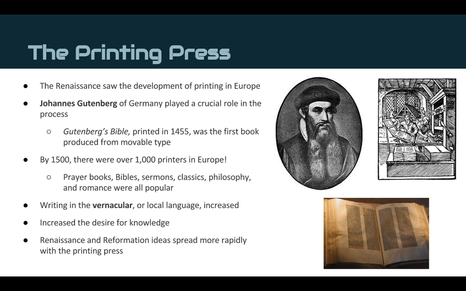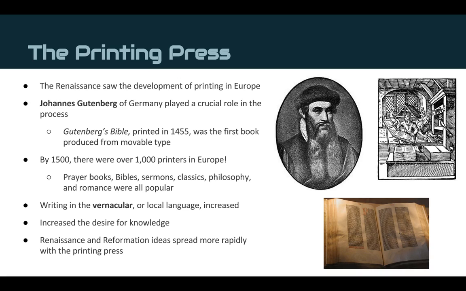Now, these ideas spread rapidly in Europe because of the invention of something that we take for granted nowadays, the printing press. The Renaissance sees the development of printing with movable type in Europe. So basically, each letter you could change out in a machine and you could print more quickly. Instead of carving an entire plate, which you then printed on paper, this guy Johann Gutenberg plays a crucial role in developing a movable type printing press.